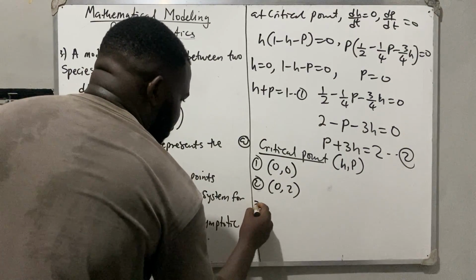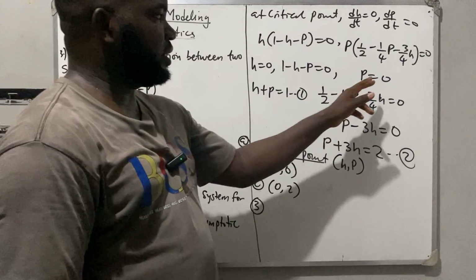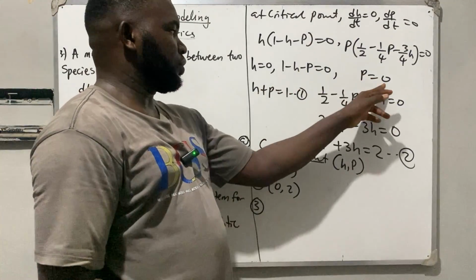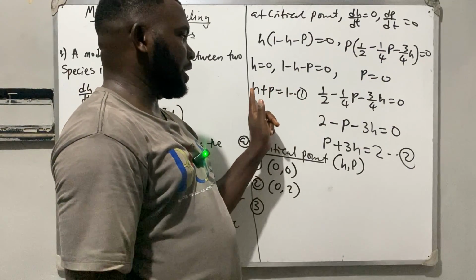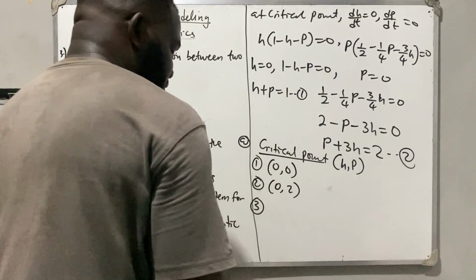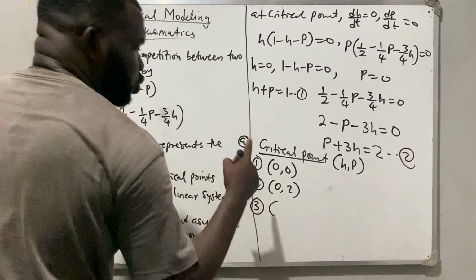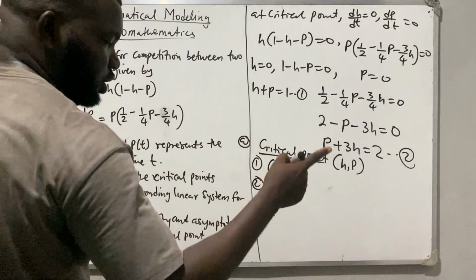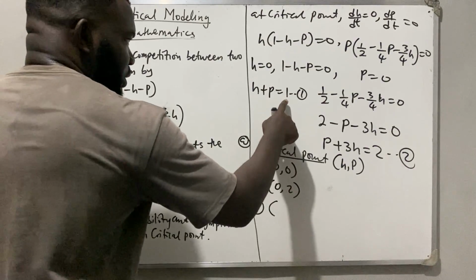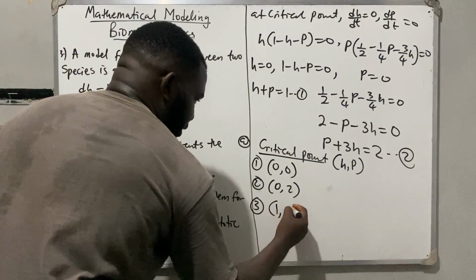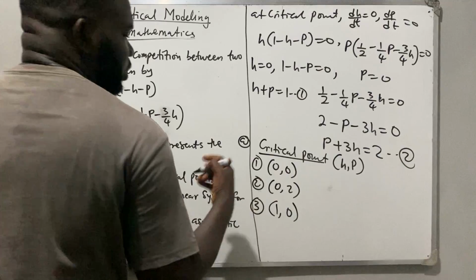So the next critical point, number 3, is when p is 0, you now put it here. So if p is 0, we notice that h is 1. So when p is 0, h is 1. But you will not write it p comma h. It must be h comma p. So that means when h is 1, p will be 0, or when p is 0, h is 1.